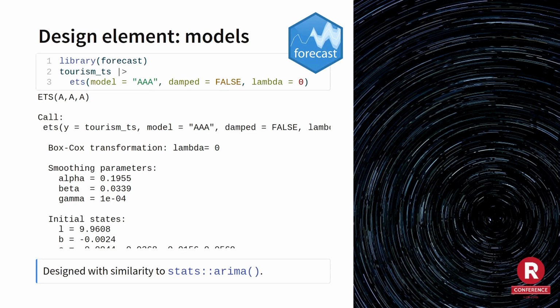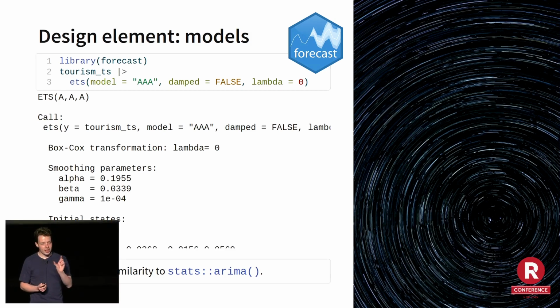Can anyone guess what lambda represents in this model? It's very domain specific. If you're unfamiliar with forecast or time series, you would have no idea. So another tip from this is to design with terms that are self-explanatory. Don't be afraid to write long text that describes in detail what you're trying to do. Lambda is actually saying do a log transformation.